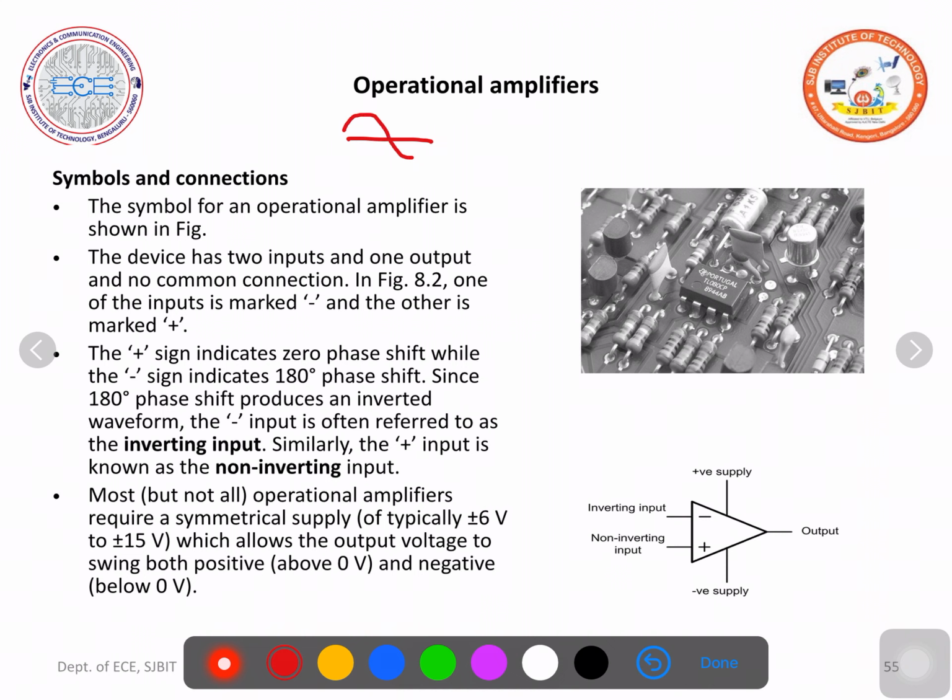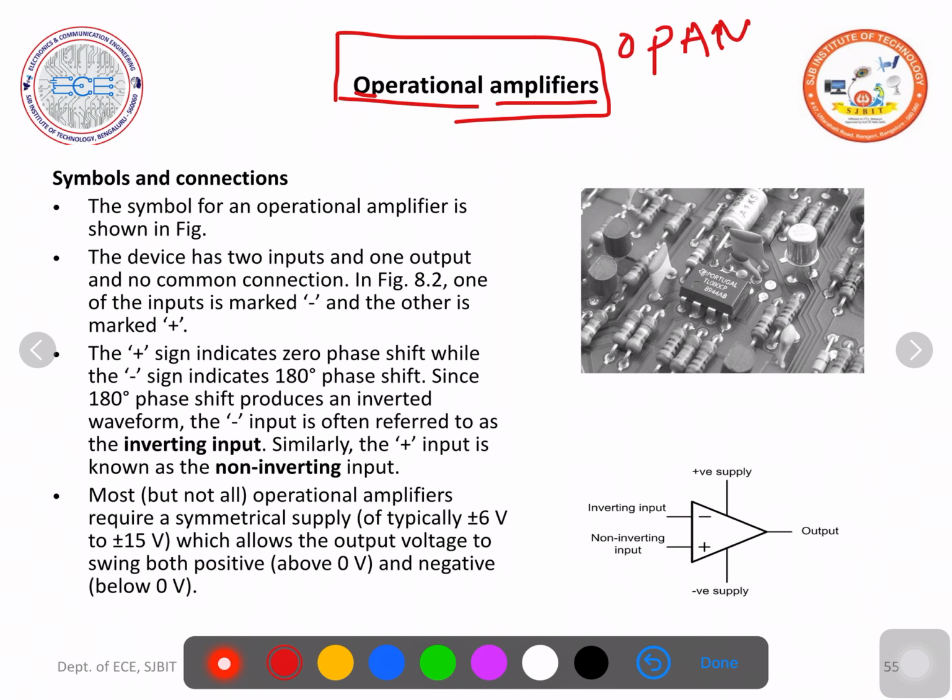Amplifier, already we have discussed. An amplifier is an electronic circuit which increases the strength of a weak signal. So if this is the input, the strength, the amplitude will increase. So that is the meaning of an amplifier.